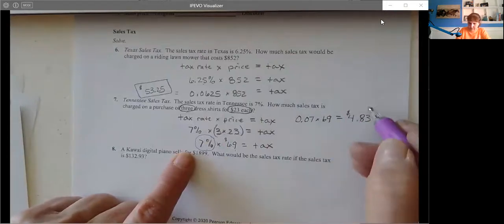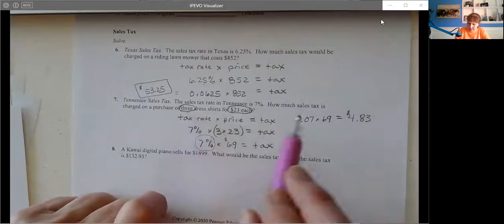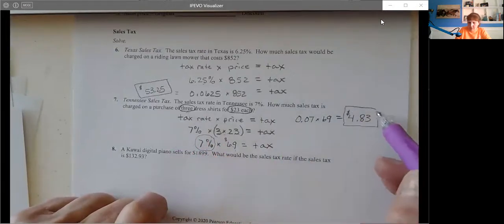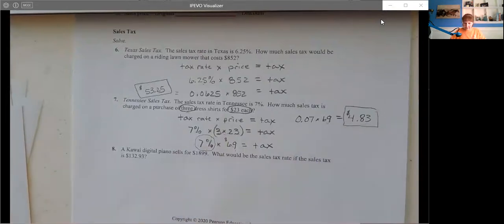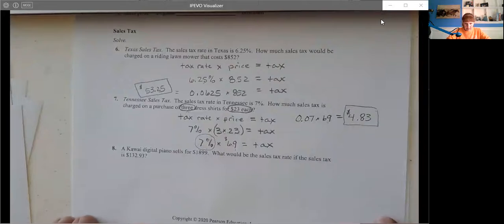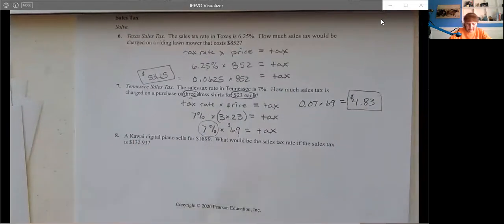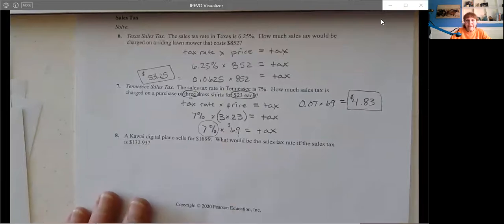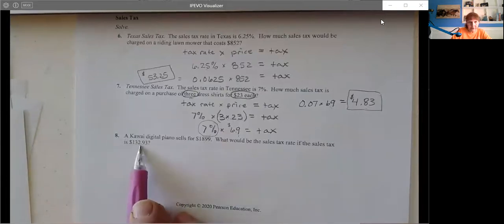Okay. As far as the tax, what do they want? How much sales tax? If they wanted the total purchase price, we'll add the 69 in. Otherwise, that's it. Okay, let's look at number 8. I don't know how to spell that or pronounce that. Doesn't matter. Digital piano. We have a piano that sells for $1,899. What would be the sales tax rate if the sales tax is this right here?